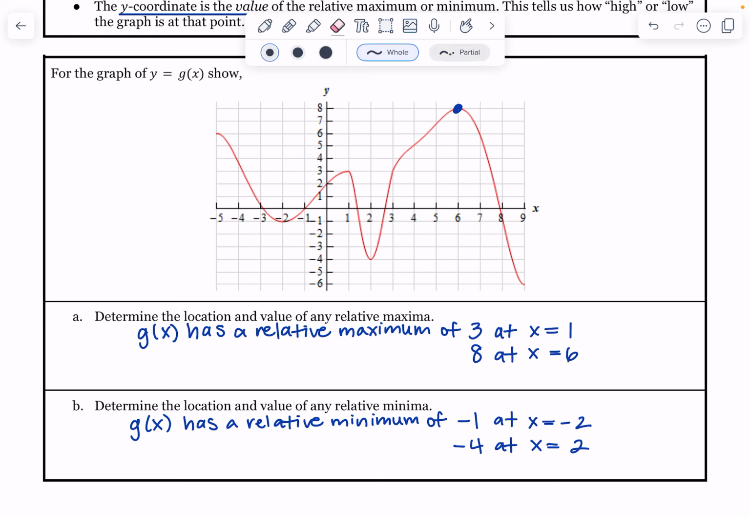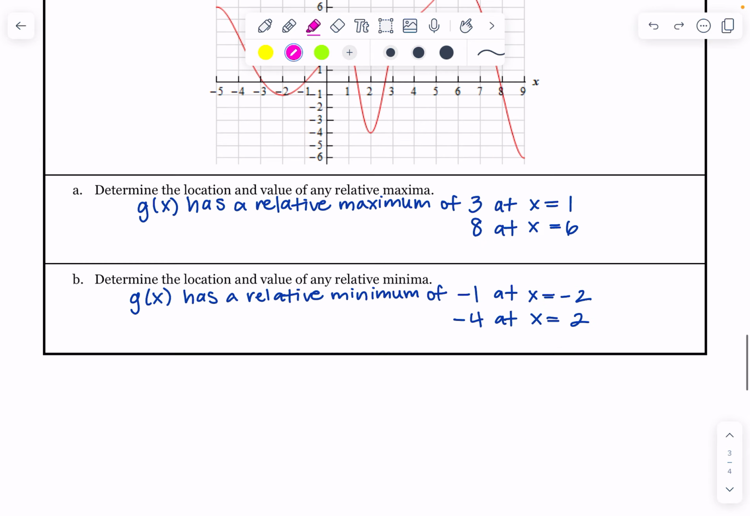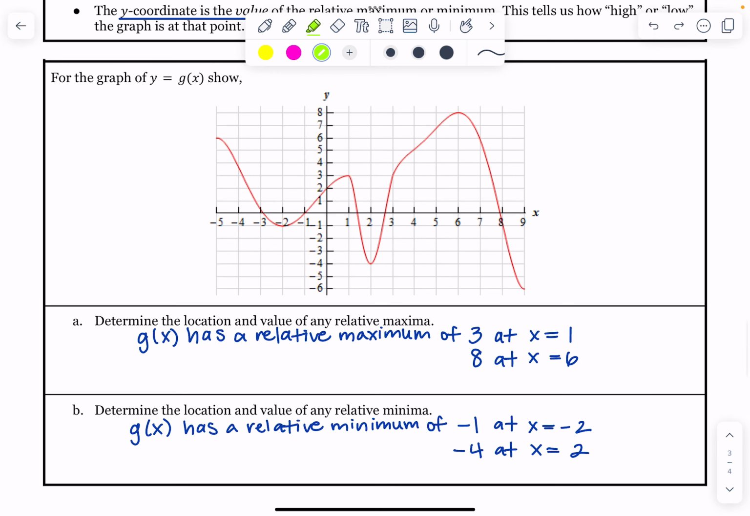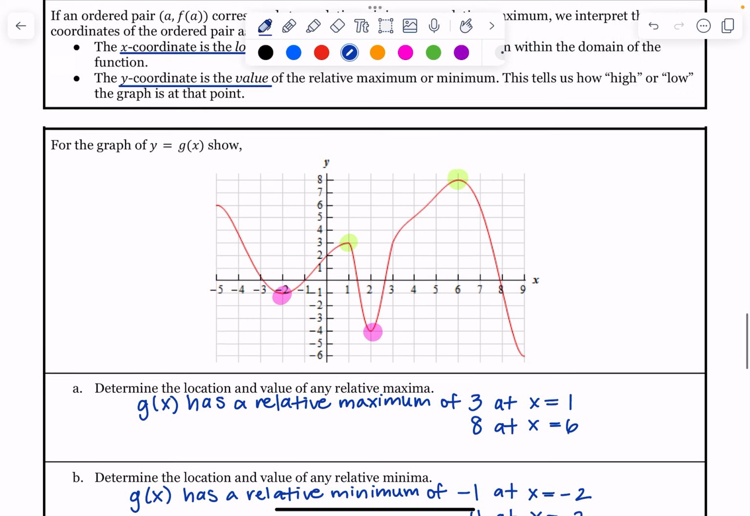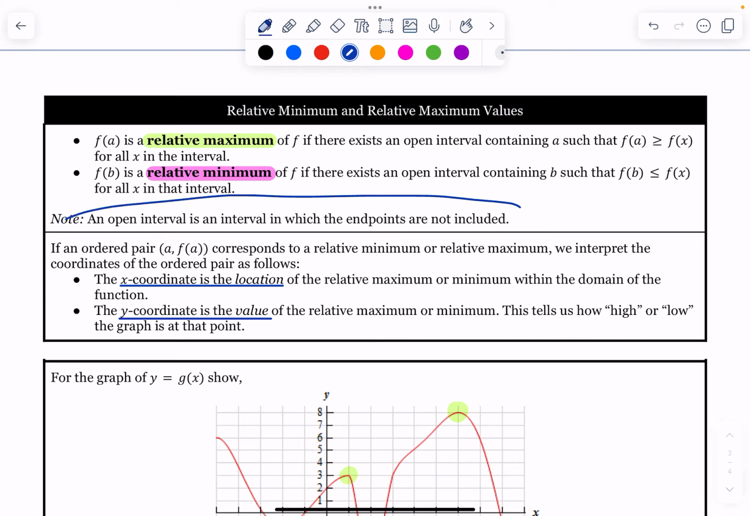And that is the last point that we have. So let me go ahead and highlight so we can kind of see. We have a maximum. Oops, I think I changed my color, didn't I? Yeah, maximum, I used green. So we have maximums here and here, and then we have minimums here and here. And note that it didn't want us to use the endpoints because it says endpoints are not included.